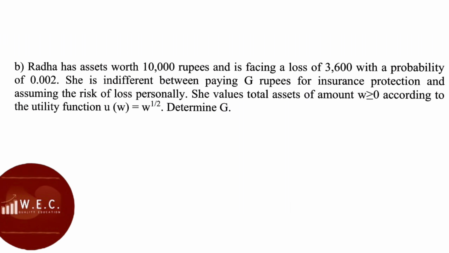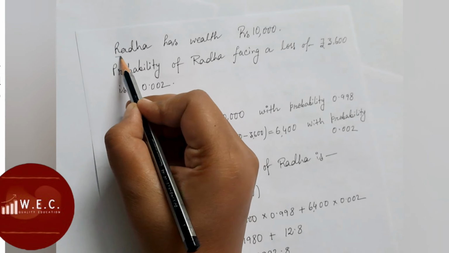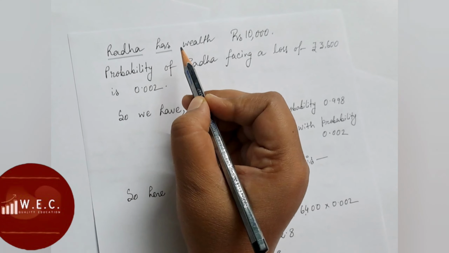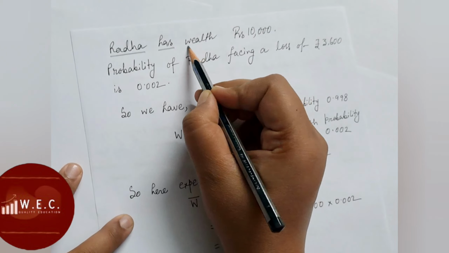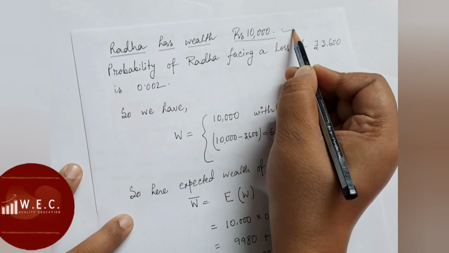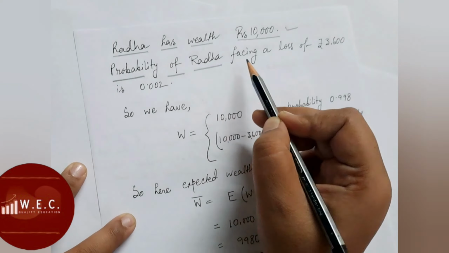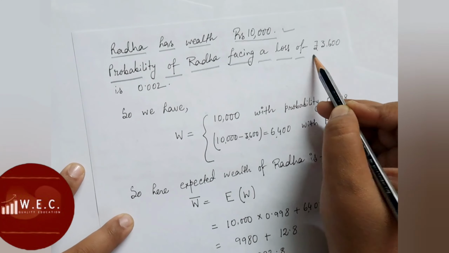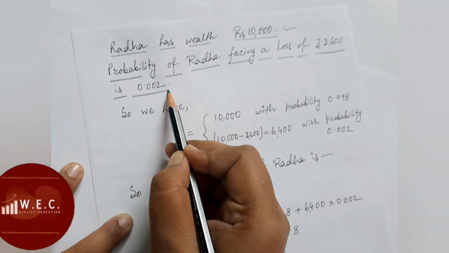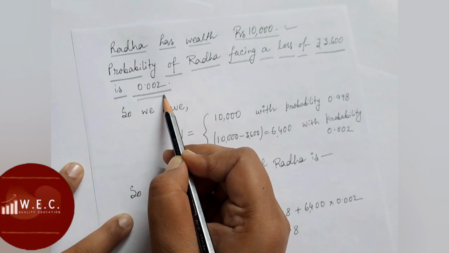Hello. So the question you are seeing on the screen, I'm going to solve this question here. Please see the solution thoroughly, but first read the question. Radha has wealth 10,000 rupees. Probability of Radha facing a loss of 3,600 is 0.002. 0.002 is the probability of loss.